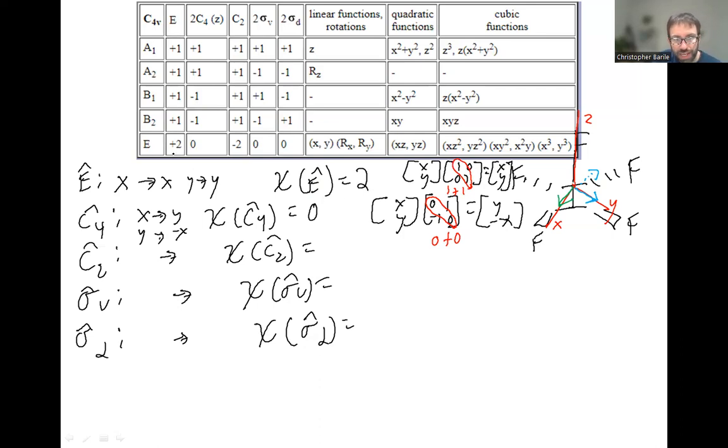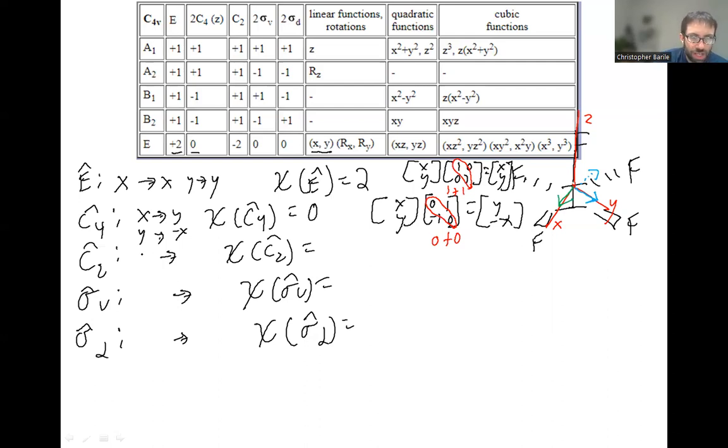So you can see how this is lining up. We have a character 2, a character 0. That's what we calculated here. And what we're calculating here is how x and y transform together. They're going to transform as E. We can already see that. That's already the only option here.